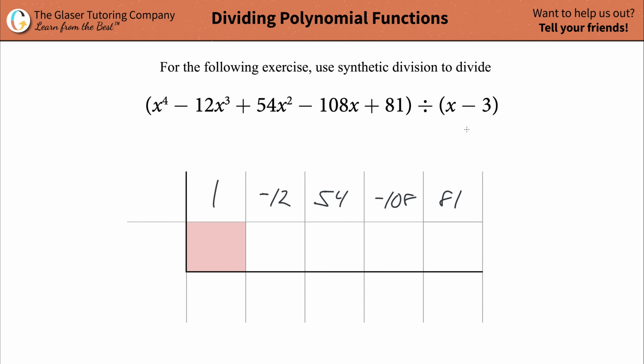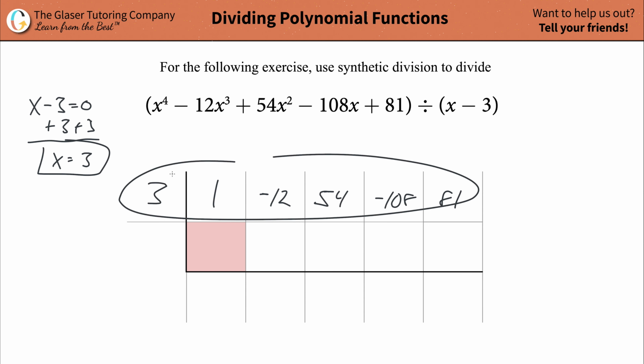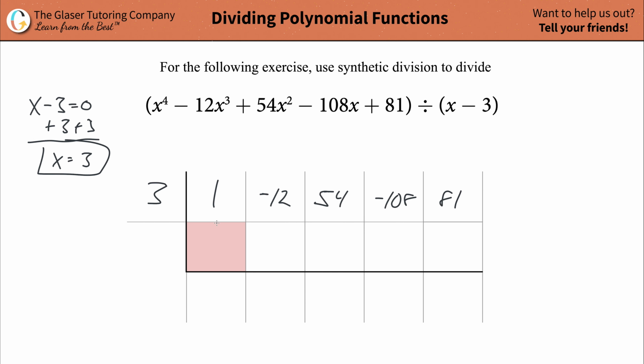Now you're going to take your divisor, whatever it is, and set it equal to 0. When you solve that for x, it's going to allow you to find the value you're going to need to plug in on the outside of your table. Now once you have this top row filled in, you're going to follow a very simple series of steps.